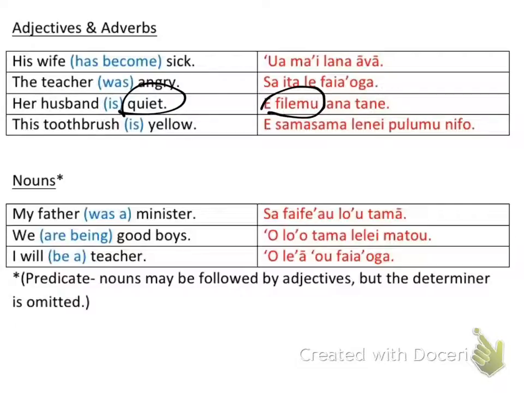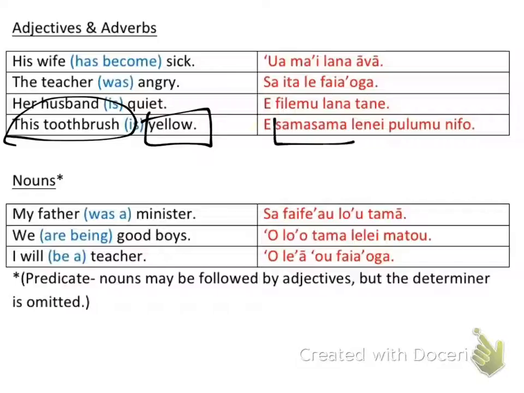Okay, moving on to our last example sentence. This toothbrush is the subject, and the yellow is the thing describing this toothbrush. So I have a tense marker again, and then sama is the thing that's describing the toothbrush, and then the subject of the sentence is this toothbrush. Lene pulumu nifo. I hope that has made sense. So when I have an adjective or an adverb, basically I just put the thing that's describing my subject second in the sentence structure, and then I follow it with the subject.